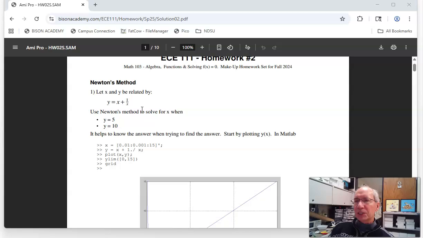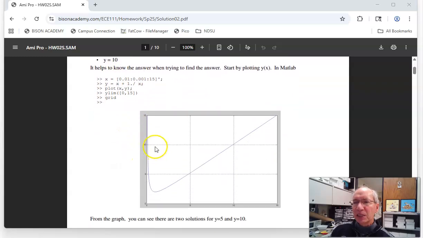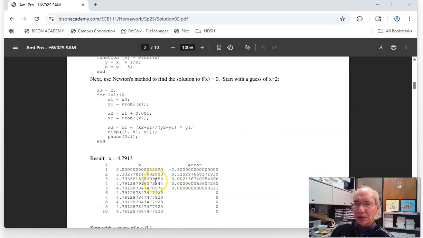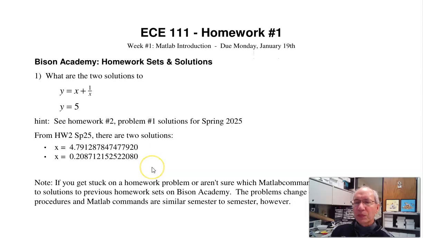The problems change every semester. However, the procedure is similar semester by semester. The Matlab commands you need are similar. For example, to find the solution here, I can use the following Matlab commands and plot it. The intersection between this curve and 5 is where x plus 1 over x equals 5. Two solutions. Scrolling down, there's one solution, there's the other one. So again, if you ever get stuck, go to Bison Academy and look at the old homework sets and solutions. That'll give you a good starting point.